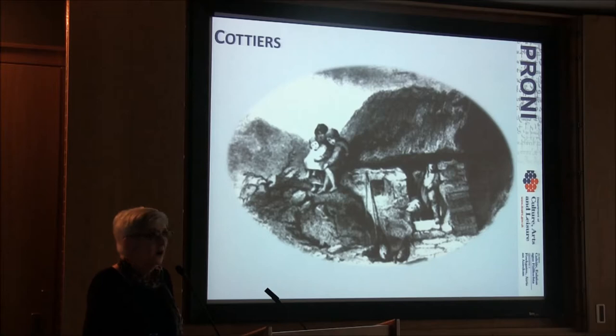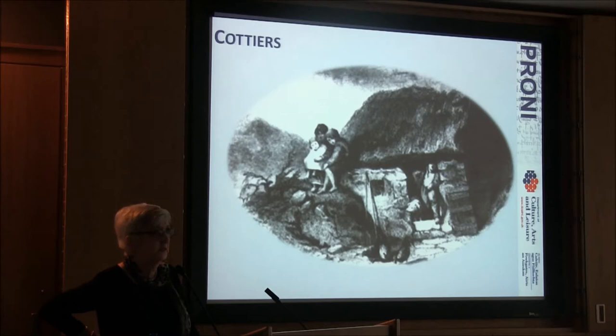Unfortunately, when their main food source failed, very quickly they found they had nothing left to sell, no more resources, basically nothing to do. And the only options open to them were to stay in the land and starve, go to the workhouse and probably die of disease, or take up an offer from one of the landlords or agents or charities to emigrate. And about 1 million of these people migrated in the years just after the famine.